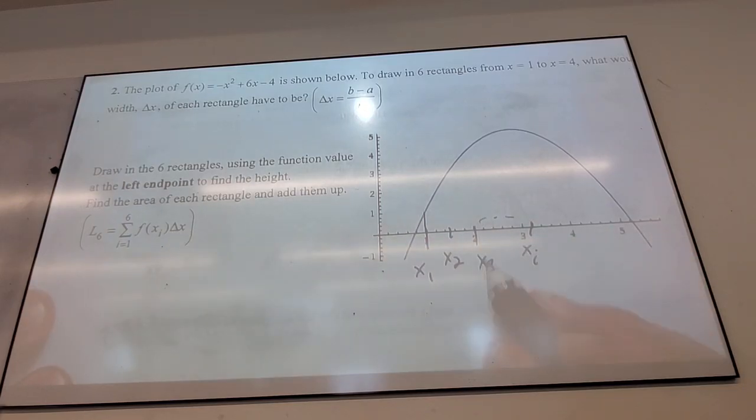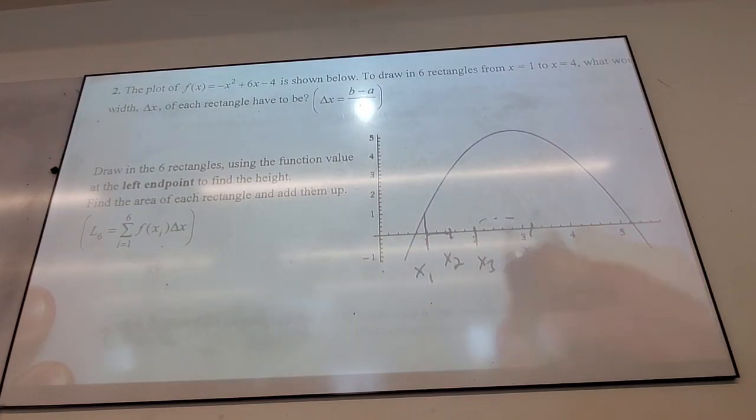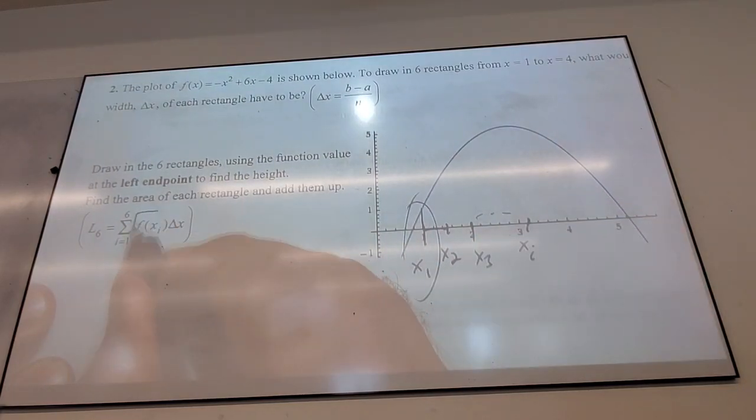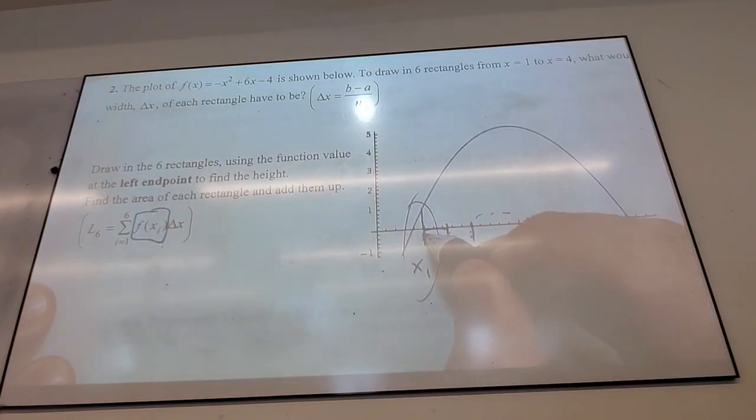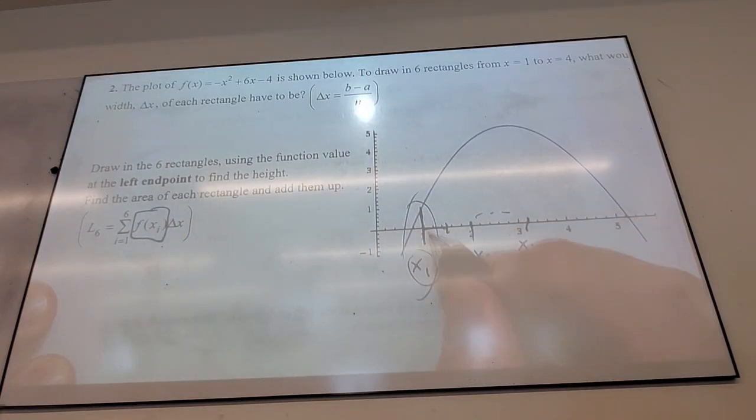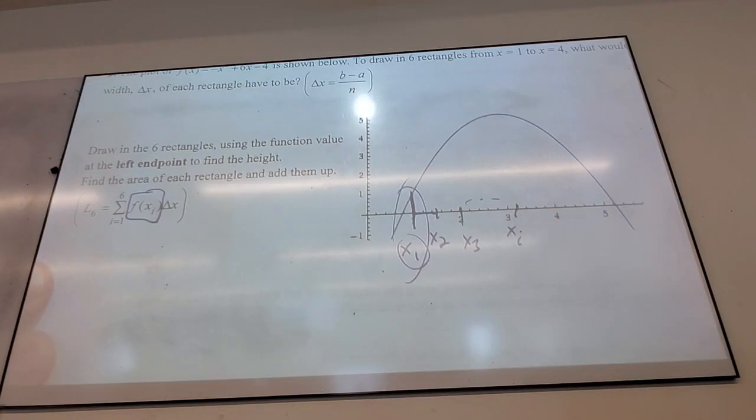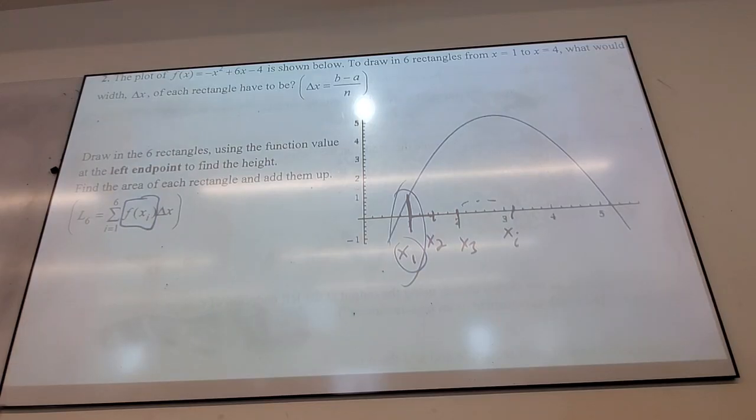Then I take f of xi. That's this. What does this represent? When I plug it in, what do I actually get when I plug that number in? I get the what of the rectangle? The length. Height.